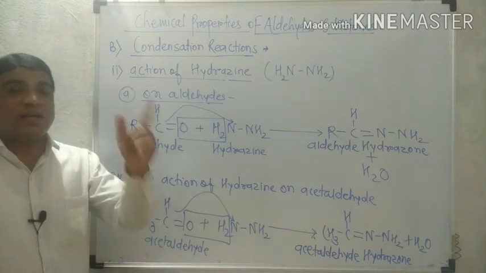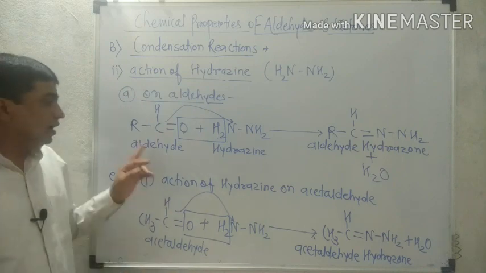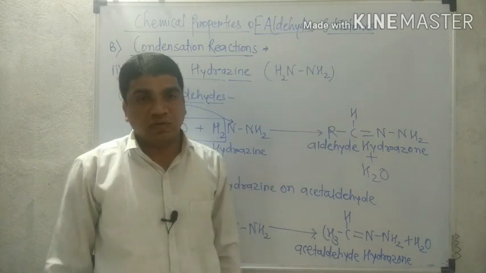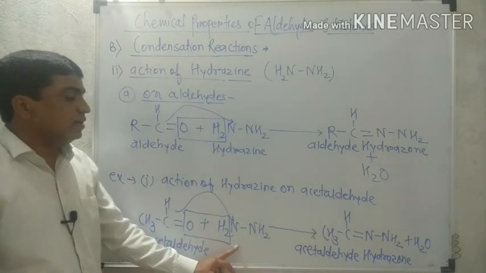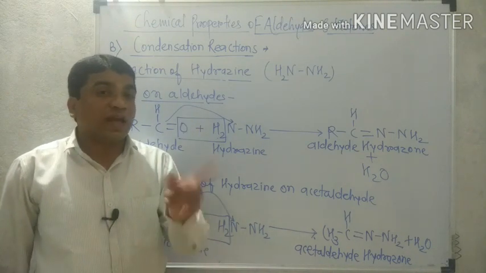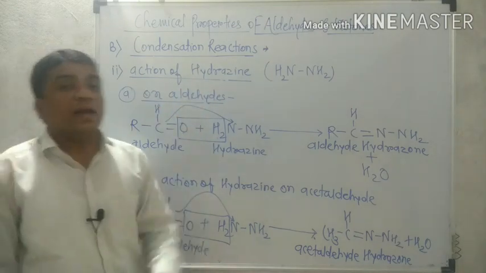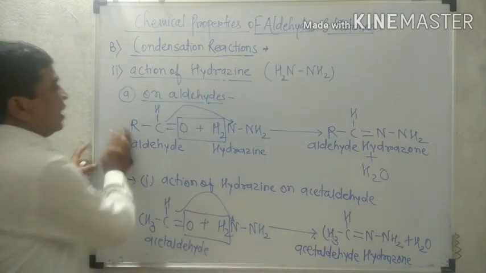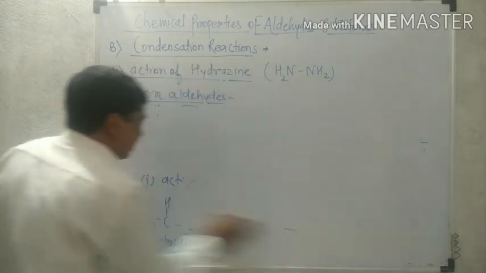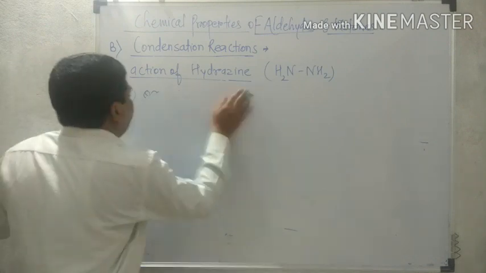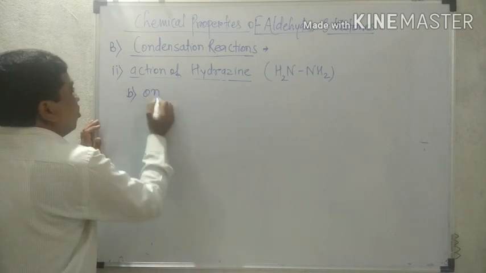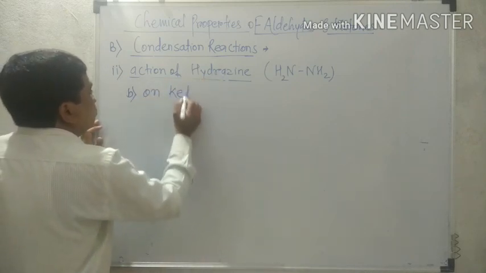So, what is the action of hydrazine on aldehyde? Aldehyde reacted with hydrazine gives aldehyde hydrazone. Acetaldehyde reacted with hydrazine gives acetaldehyde hydrazone. Now we are going to discuss the action of hydrazine on ketone, with a similar example in acetone. The second reaction is the action of hydrazine on ketones.